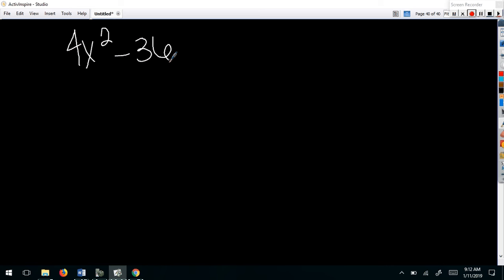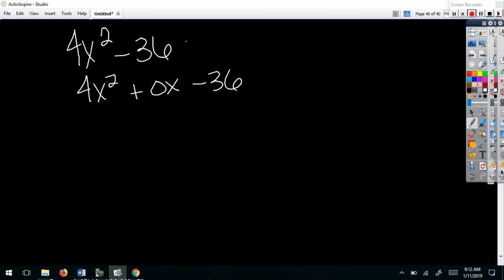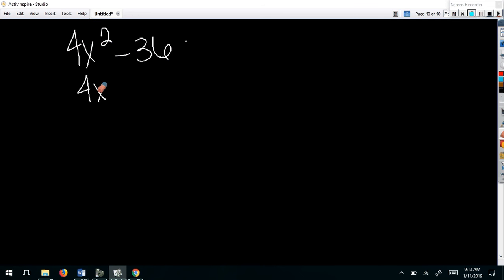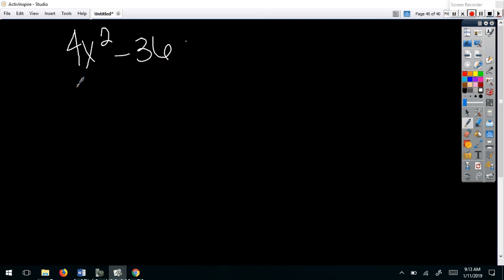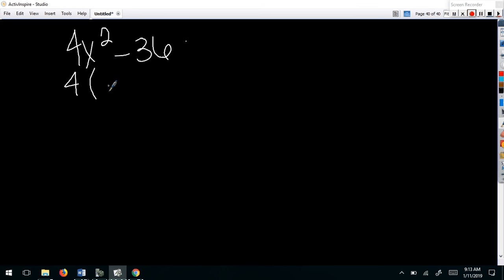I need a 0 in the middle because there is no B. Now this one does have a GCF I could take out before I even started. Did you see that? I would probably do that, because 4 times 36 is big, right? All right, so let's do 4 times, what's left if I take out 4? I'm going to put this 0 in the middle so you can visually see what's happening. Minus 9.